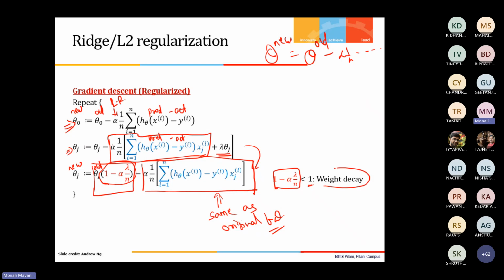We also call this weight decay. In the gradient rule, we are reducing the old theta value. We are controlling the old theta value before the update. That's what is happening in case of regularization. And how does this lambda help? Now think about this lambda. We have theta j times 1 minus alpha lambda by n. What happens if this lambda value is very high?